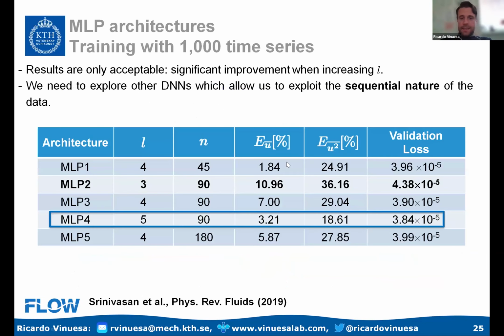Now, if we look at the errors, we played a little bit with the architecture. We did what is called a hyperparameter tuning. So we adjusted the number of layers, the number of neurons per layer. We came up with this architecture with 5 layers and 90 neurons, where we have 3% error in the mean, which is good, but the fluctuations still exhibited more than 18% error. That's not so good. That's still a very large error.